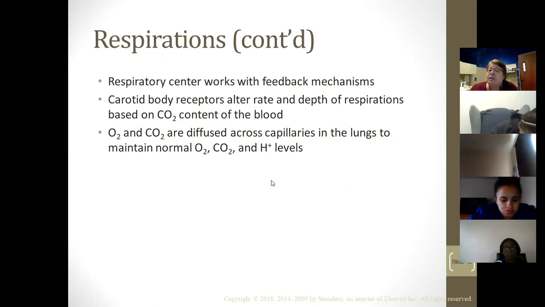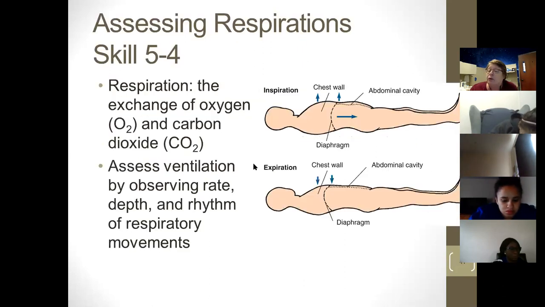When you're assessing respirations, you're going to count both the inspiration and expiration as one respiration. They take a breath in, they let it out, that's 1. Take another one, let it out, that's 2. Okay, you're gonna watch the chest wall go up and down. That's 1 respiration.